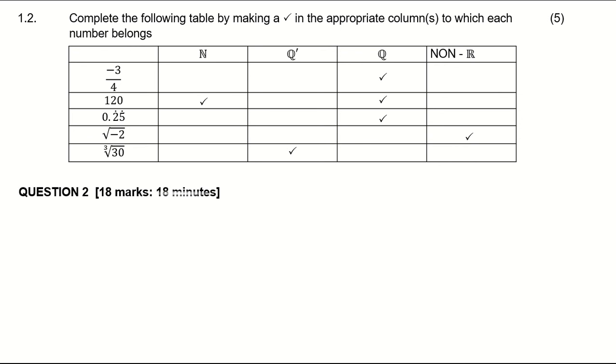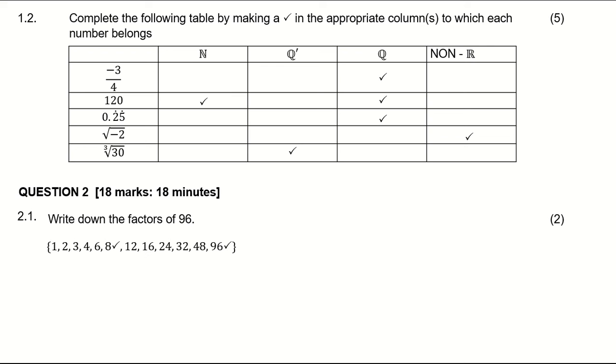Okay, let's go to question 2. Question 2 wants us to write the factors of 96. Factors are two numbers that you multiply in order to get 96. It'll start with 1, 2, 4, 6, 8, 12, 16, 24, 32, 48, and 96.